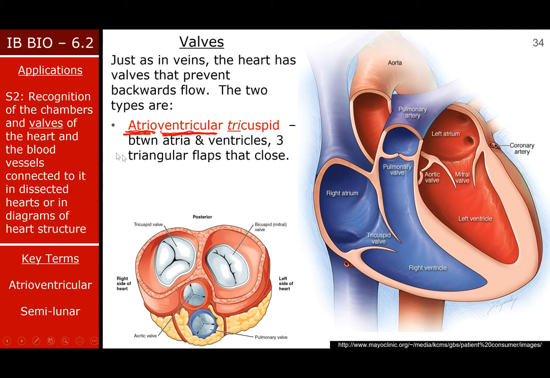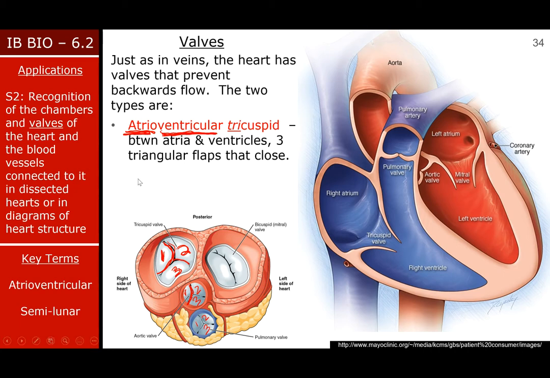Tricuspid, meaning there are three triangular flaps that close. And you can see here, right? 1, 2, 3. Now, when these three flaps close, that prevents blood from flowing backwards. And you can see them here too, right? 1, 2, 3. 1, 2, 3.